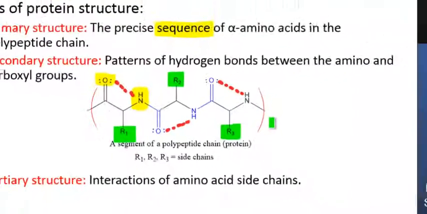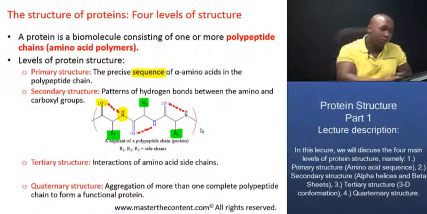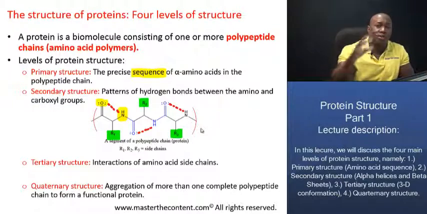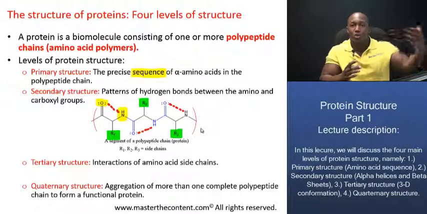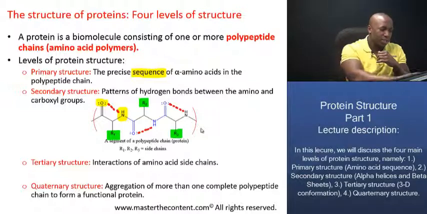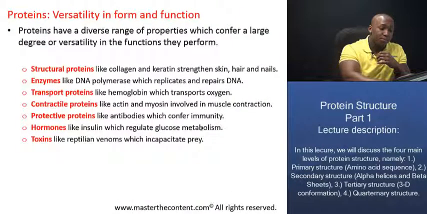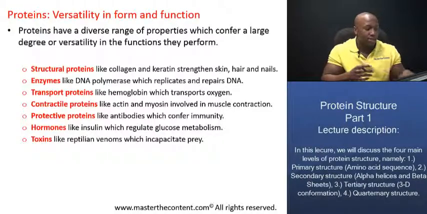Now, at the quaternary level, we're basically talking about more than one polypeptide chain coming together to form one complete functional protein. So that pretty much gives you a very basic introduction as far as the four levels of protein structure are concerned. Now, you might be somewhat confused at this point in time, but trust me, we're going to go over each and every one of these levels of structure at length in the coming slides, and any questions that you have, I'm sure, will be answered. So before we actually do that, we are going to talk about the versatility of proteins in general.